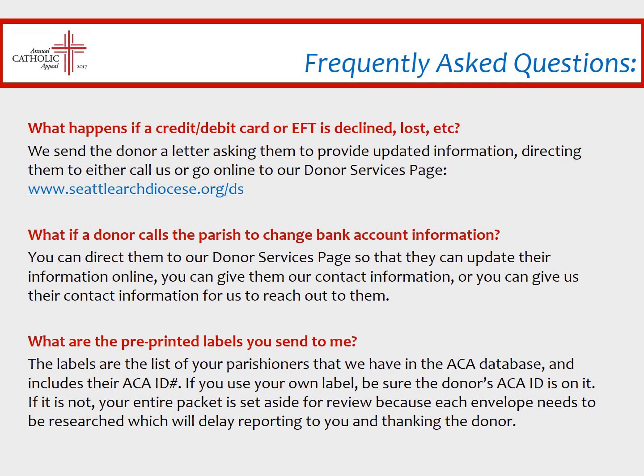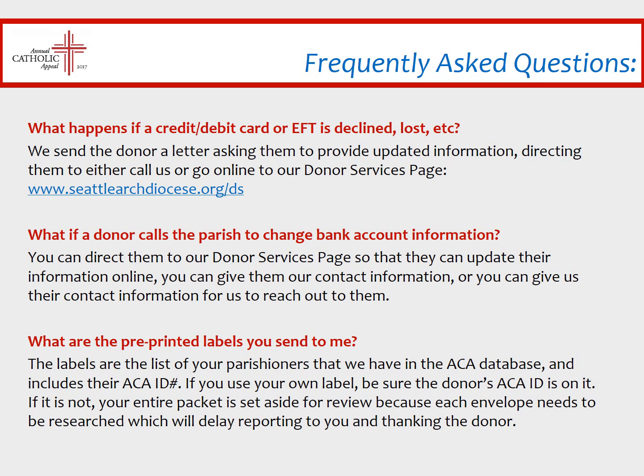So the first one is, what happens if a credit or debit card or EFT is declined or lost, etc.? What do we do? Well, as soon as we know that it's declined, we send the donor a letter asking them to provide updated information, either directing them to call us or to go online to our donor services page and they can update it themselves. And that is www.seattlearchdiocese.org/DS. It's pretty simple.